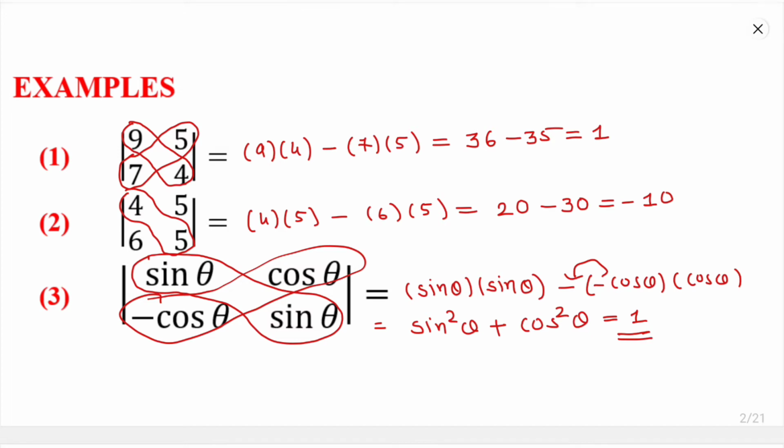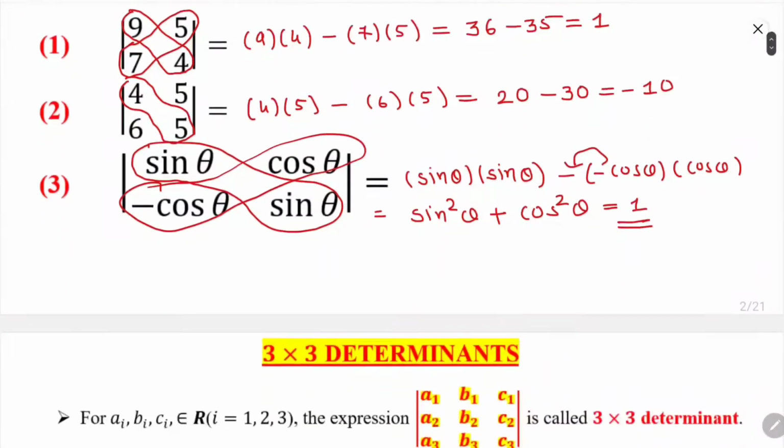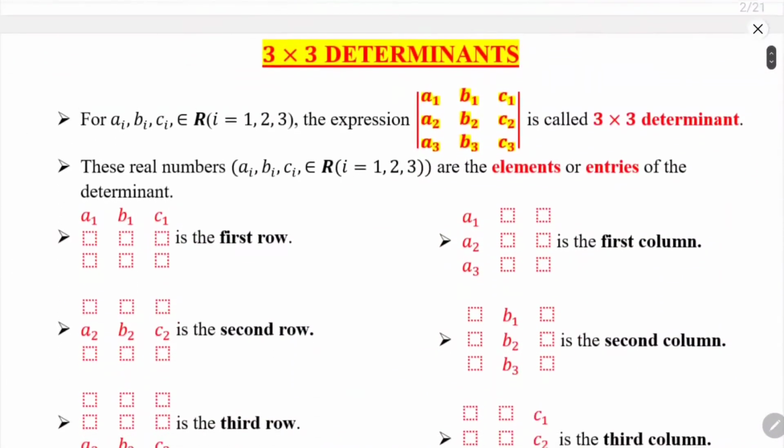Okay, so basically this is a 2 cross 2 determinant, right? Find the product of these two terms minus the product of these two terms. Easy. So let's go for 3 cross 3 determinants.